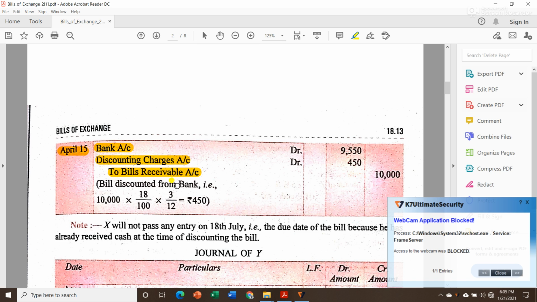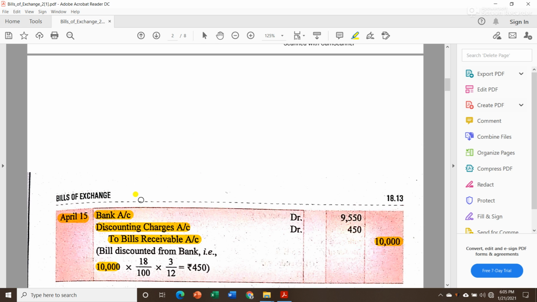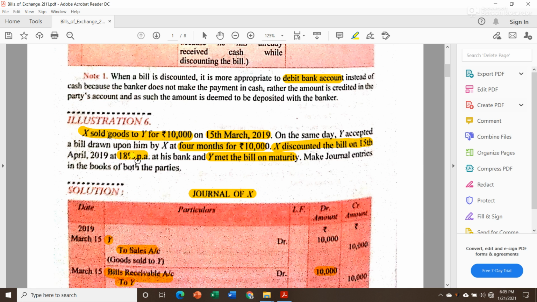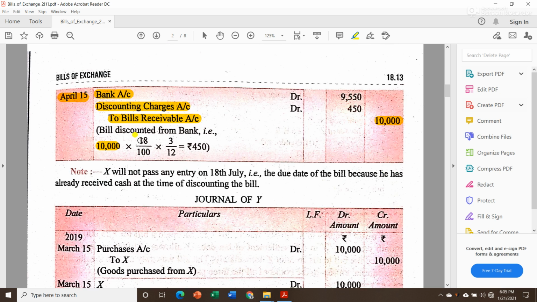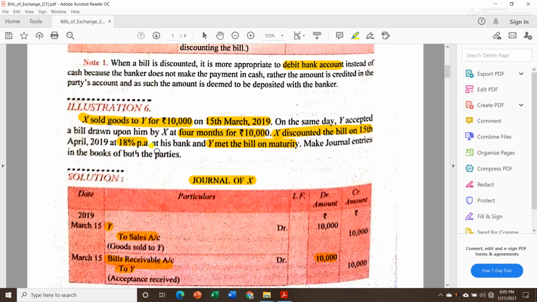Now let us calculate how much amount of money he will receive and how much amount will be deducted for discounting. First let us calculate discounting charges, or you can just write 10,000 in the credit, because we know that the amount of bill receivable is 10,000. Now let us see how to calculate the discounting amount. 10,000 into, in the question they have mentioned that discounting charges is 18% per annum, so we will write 18 divided by 100 into, now for the time.